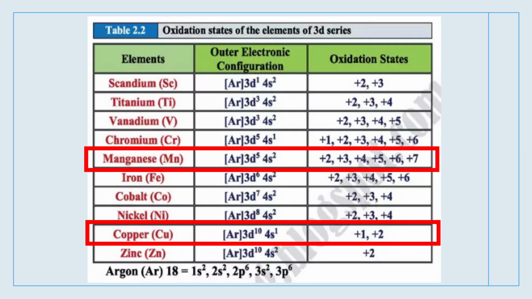Second thing that you can observe from this table is that along with the variable oxidation state, the least oxidation state is for copper, and that is +1. The most common oxidation state for all the elements is +2, and the highest oxidation state that we get for the 3D series or the fourth period is for the manganese element, and it is +7.